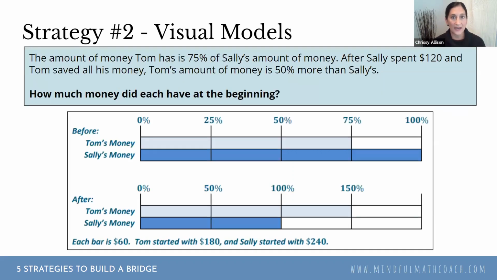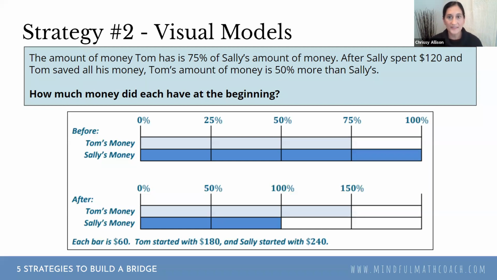So here is how this could look for this problem. You can see here how this visual model could help students really make sense of what's going on here. We have Tom and Sally and the relationship between their money at the beginning, which is that Tom has 75% of what Sally has. And then after Sally spends some money, Tom has more. And that's represented with the bars at the bottom.